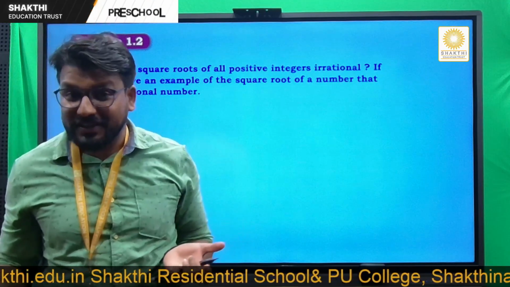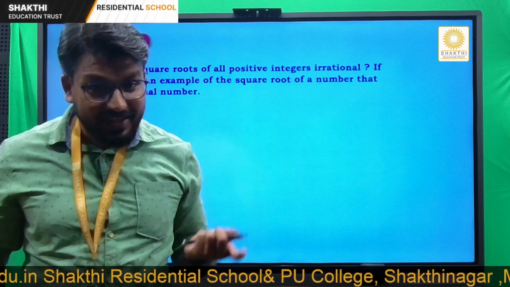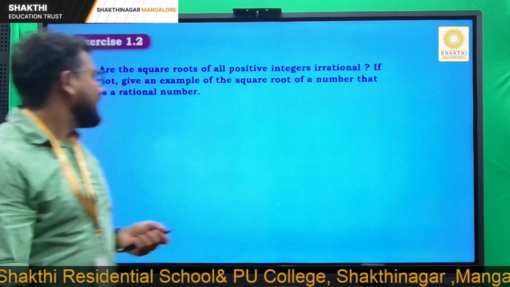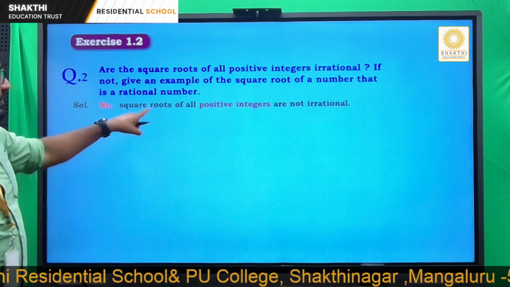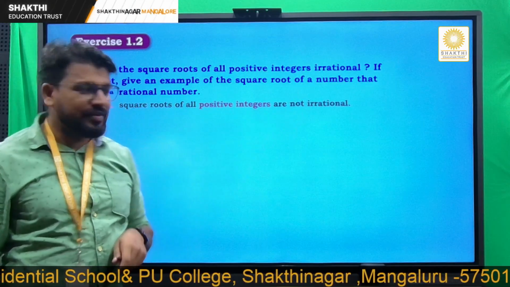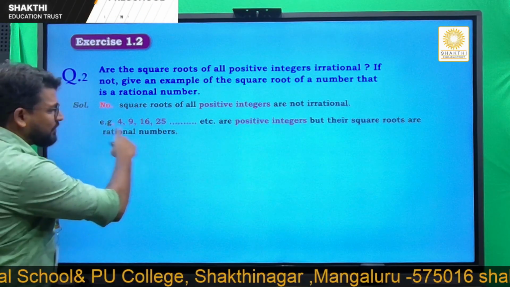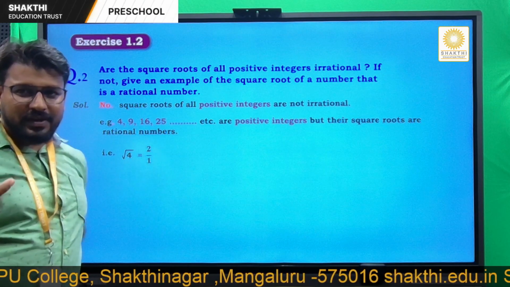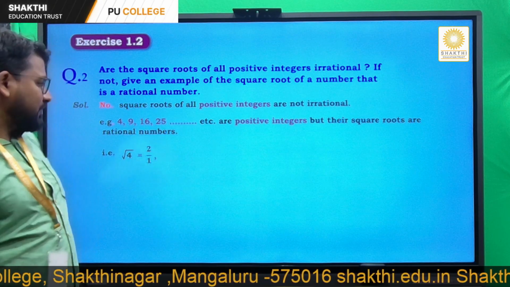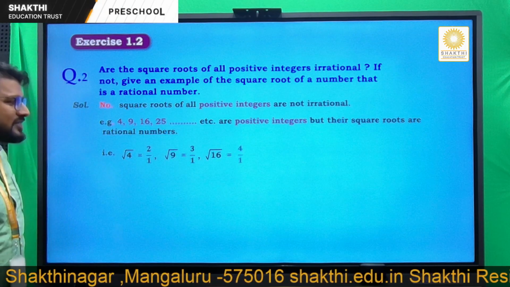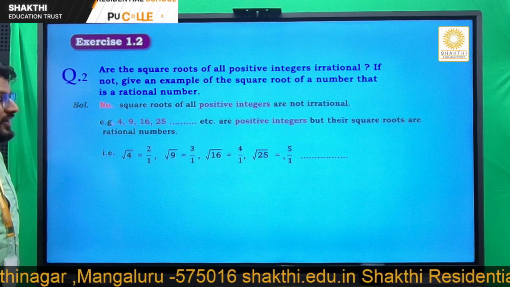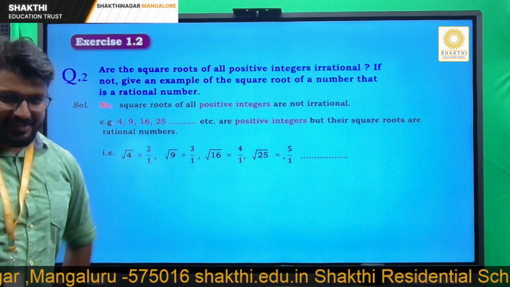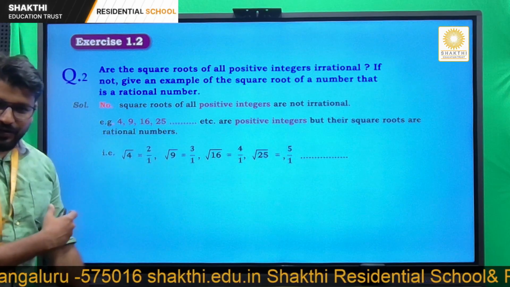And 2 is not irrational. 2 is a rational number. Yes or no? Absolutely. So the answer is no. Square roots of all positive integers are not irrational. For example, root 4, the answer is 2, which can be written as 2 by 1. It's a rational number, right? Similarly root 9, root 16, root 25, and so on. Please pause the video to note down the solution. Let's continue with the next questions, dear students.